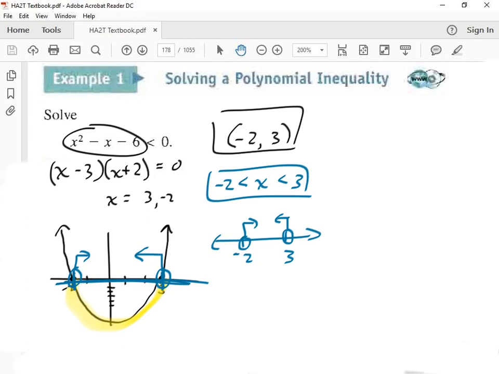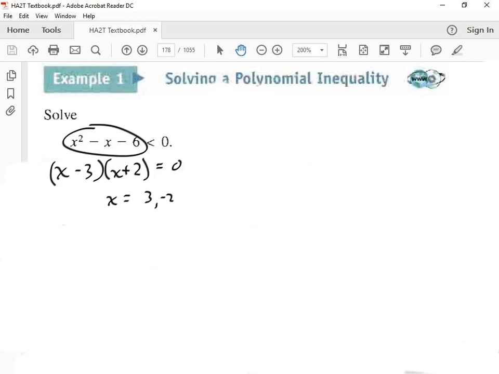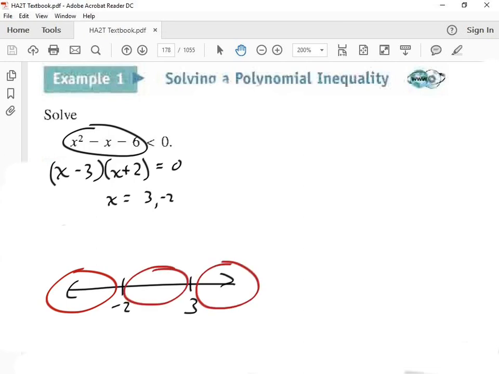Now, how would you do this if you didn't want to graph it? Because there are going to be problems that you don't want to graph, because it's a lot of work. This is how you would do it. You take the two x-intercepts, the two zeros that you found, and throw them on a number line: negative 2 and 3. Since you can't see the graph, you would test points. We have three intervals, and we have to test the intervals.